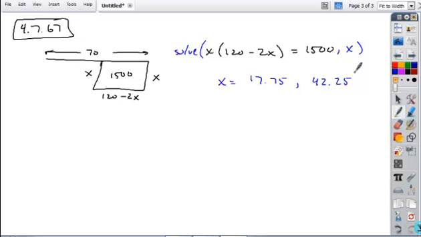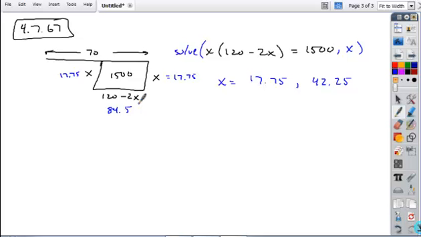If you look at this, if we test these into our equation here, if you have 17.75, okay, if we plug this in, so 17.75 for each of these, what does that mean this length here would be? So if you took 120 and you subtracted 2 times 17.75, what you would get for this length would be 84.5. Is that consistent with the problem?